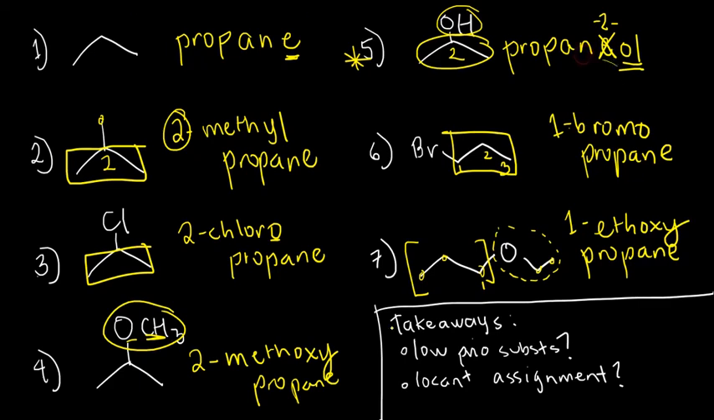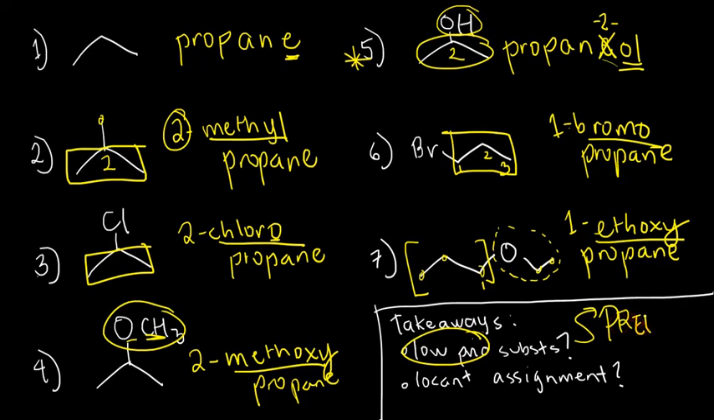And take note that these first 7 examples are easy because they are only monosubstituted. We only have 1 substituent max. What are the substituents that we have? Alkyl groups like methyl, alkoxy like methoxy and ethoxy, and of course halogens. These 3 are what we call low priority substituents. And when we say low priority, they are always prefixed. They are never found at the suffix. And for the locant assignment, we prefer the lowest possible number.